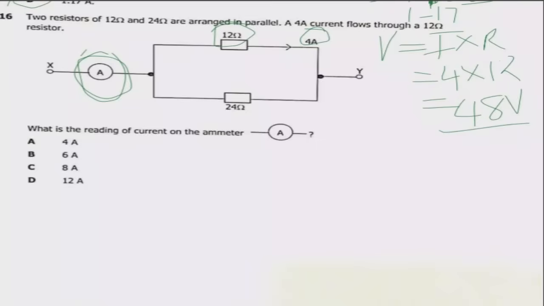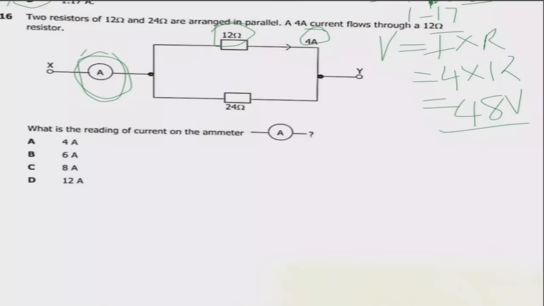Now, for us to find the reading of the ammeter, which we have circled here, we also need to find the value of the resistance in here.